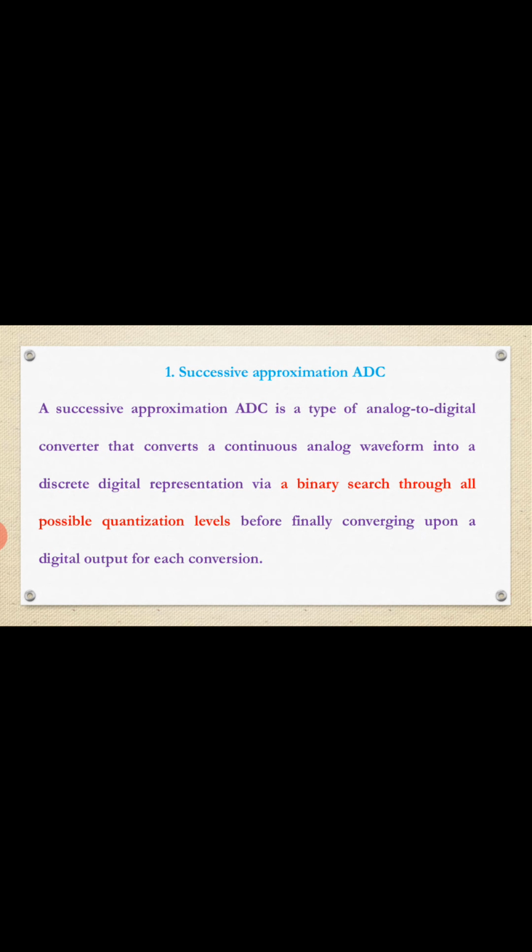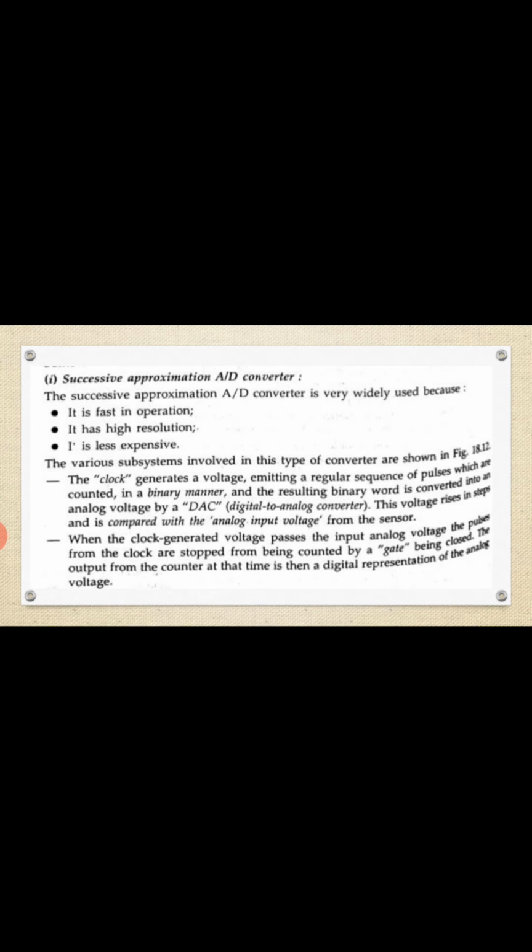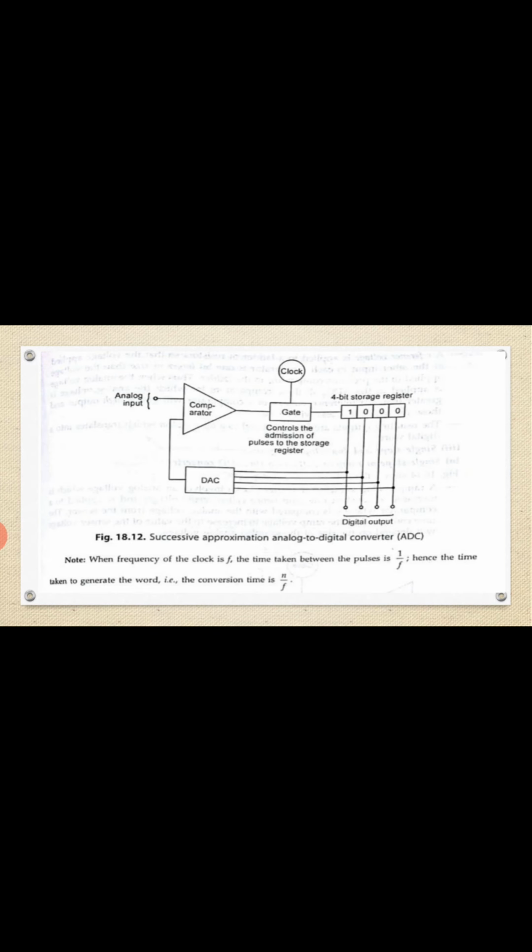We know that the successive approximation ADC is a type of analog to digital converter that converts a continuous analog waveform into a discrete digital representation via binary search through all possible quantization levels, before finally converging upon a digital output for each conversion. This is the circuit diagram, the figure of the successive approximation analog to digital converter.